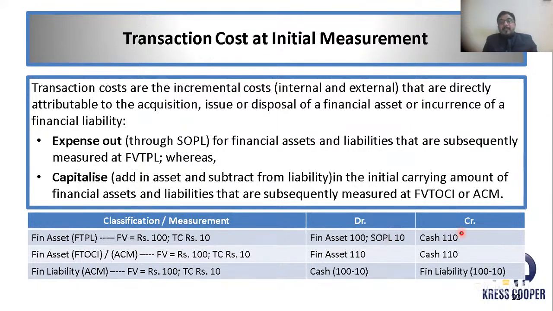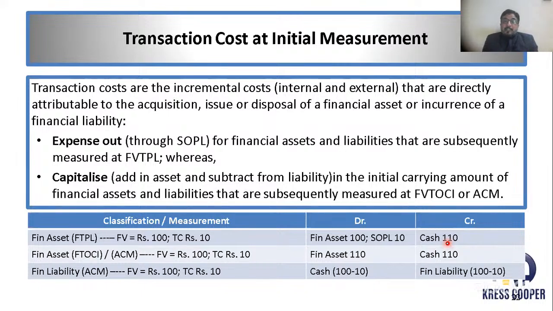But if subsequently the financial asset will be measured at fair value through OCI, its transaction cost will be capitalized, okay? Or through amortized cost method, its transaction cost will be capitalized altogether. The financial asset debit, cash credit. Capitalized means that it will be added in the cost of that financial asset.